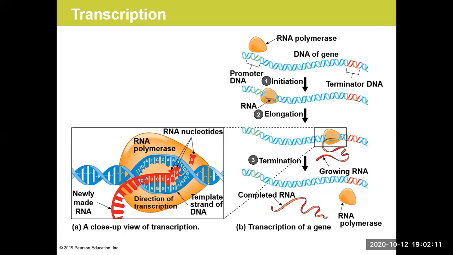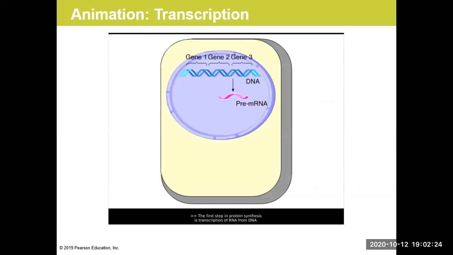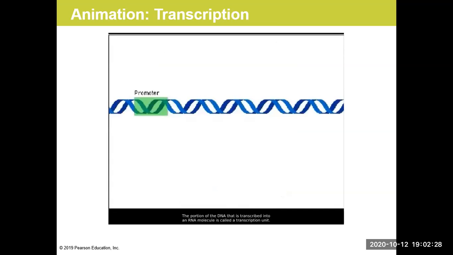This figure depicts the 3 phases of transcription: initiation, elongation, and termination. The first step in protein synthesis is transcription of RNA from DNA. The portion of the DNA that is transcribed into an RNA molecule is called a transcription unit.